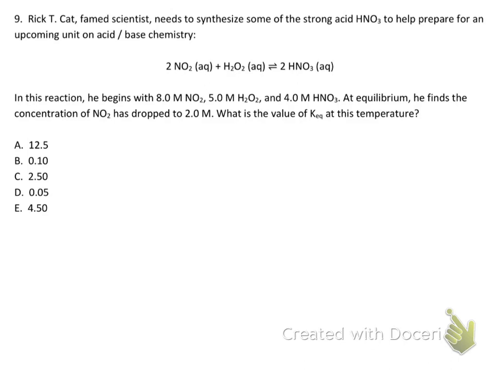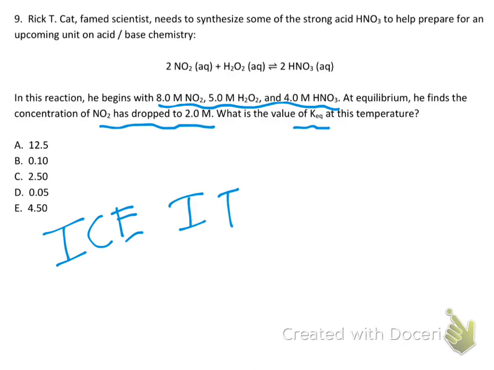Alright, in this problem, Rick Cat, who's a famed scientist, is trying to make some nitric acid, HNO3, using this particular reaction. We're given a bunch of initial concentrations, and we're given an equilibrium concentration. We're trying to find KEQ. Whenever we're trying to relate an initial amount, an equilibrium amount, and our KEQ, when in doubt, ice it out.